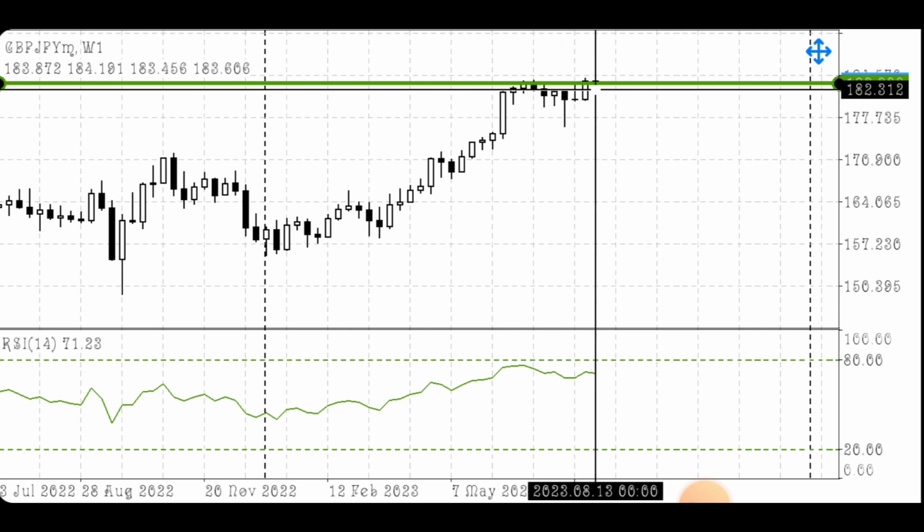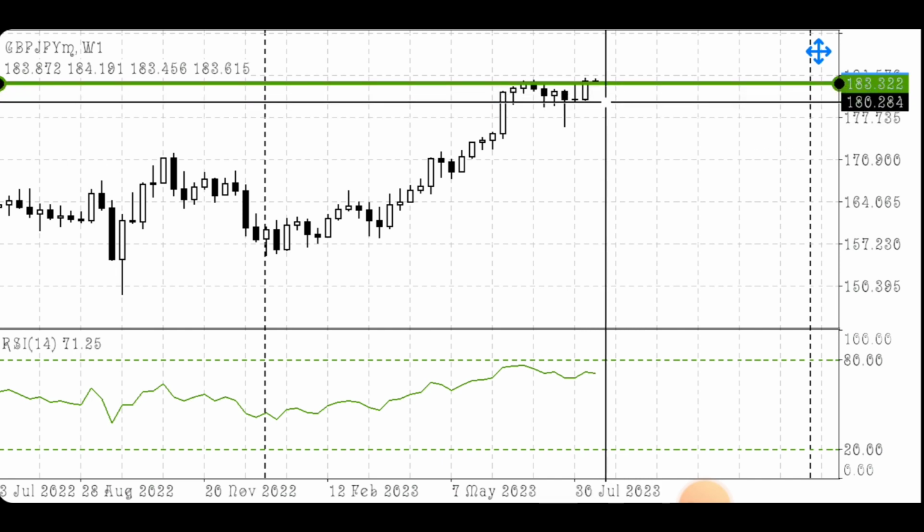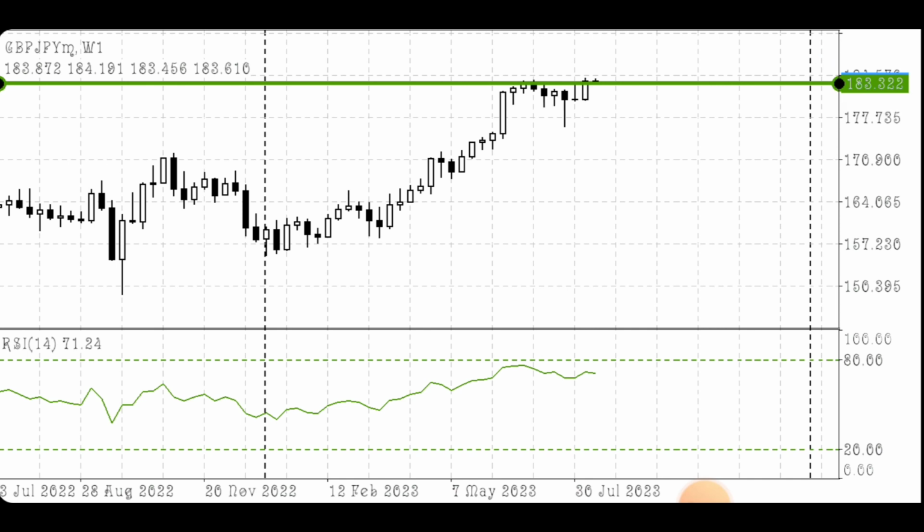So I'm predicting a sell for GBPJPY on the weekly chart. But I don't want you to go straight into the market, so analyze the market using smaller time frames and find the perfect entry.